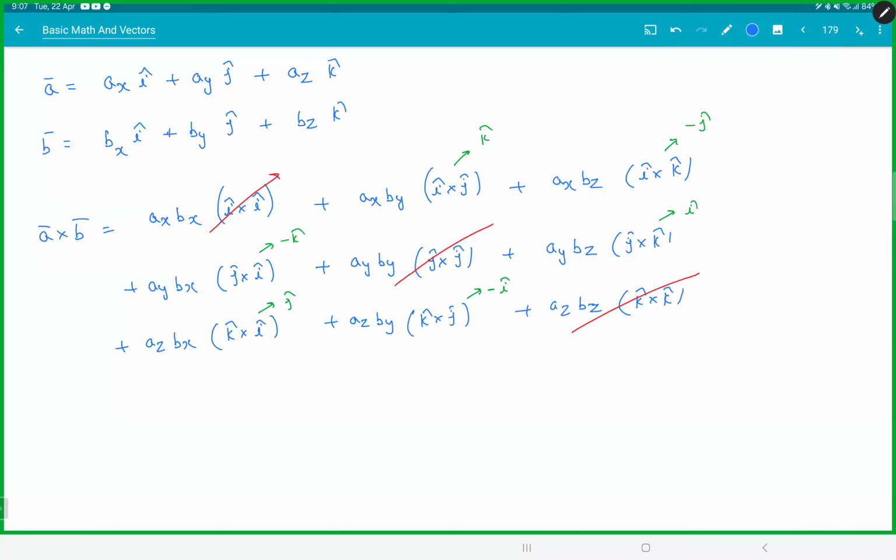And now add them all up. So i cap, bring all i caps together. We have one here and we have one here. These are the two i caps. Ay bz minus az by. Bring all j caps together. Az bx minus ax bz. Bring all k caps together. Ax by minus ay bx. So this is how you do vector cross product.